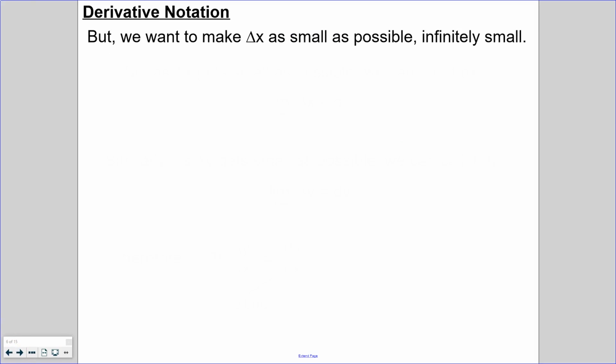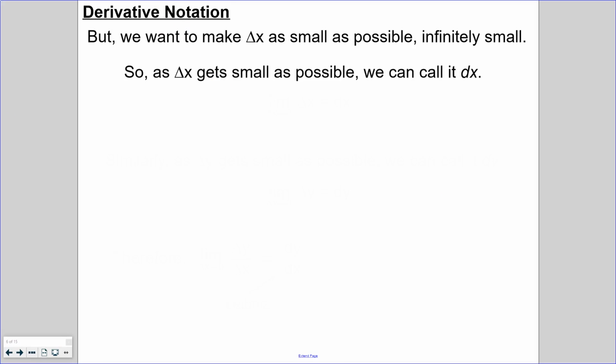Now, while we know that delta x can't be 0, as we previously said, we want to make delta x as small as possible. We want to make it infinitesimally small. Remember going back to the whole epsilon delta proof. So what we do in math is we can say, okay, so if we want delta x to get as small as possible, let's call this infinitely small number dx.